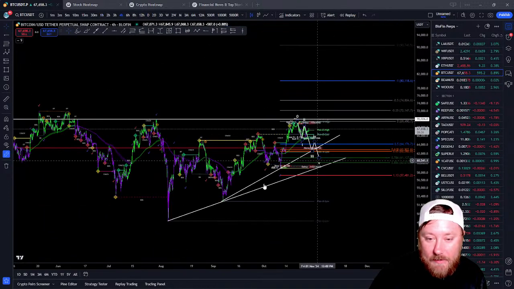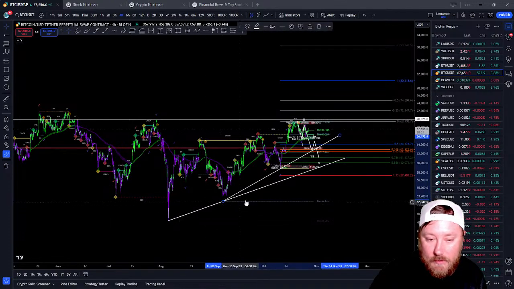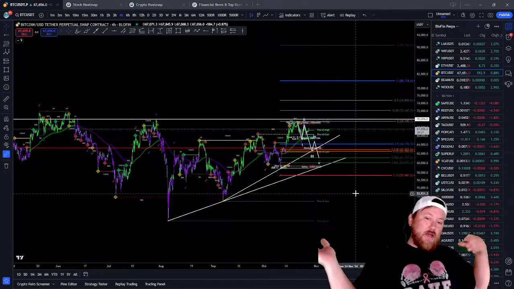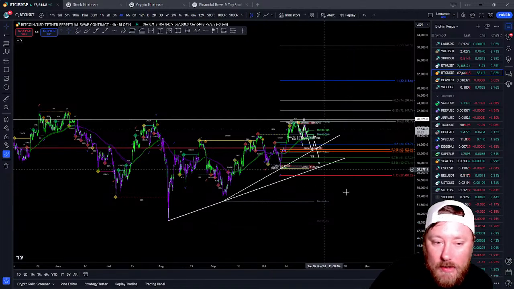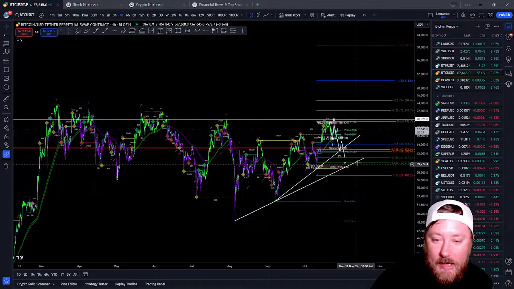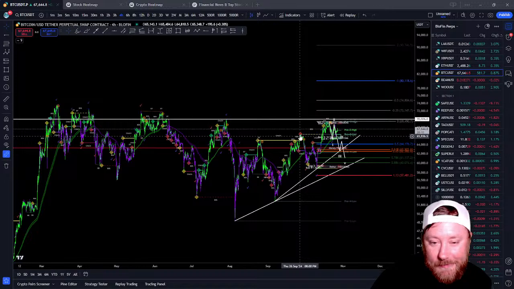We do have this running trend line here, right? So we can go lower. We'll still be fine. We'll still be putting in higher lows.